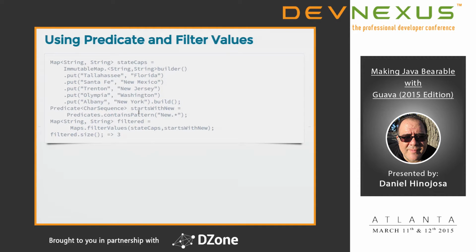Oh, contains pattern, new, Florida. Yeah, but why do I have 3? Oh, that's right. I'm filtering the new, not excluding the new. Why's my slide wrong? No, that's right. Okay.